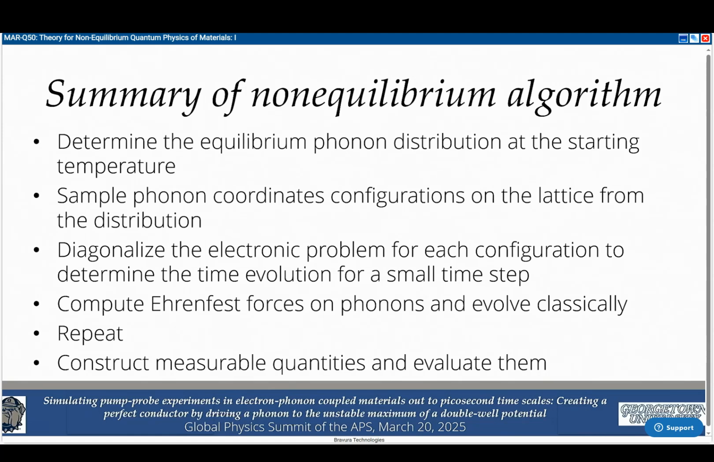And I'd like to say, for those of you that are familiar with things like ab initio molecular dynamics, this is a very similar process to what you would be doing in an ab initio molecular dynamics type calculation, except we are looking at electronic properties. Usually in molecular dynamics, you're focused on the ionic properties.